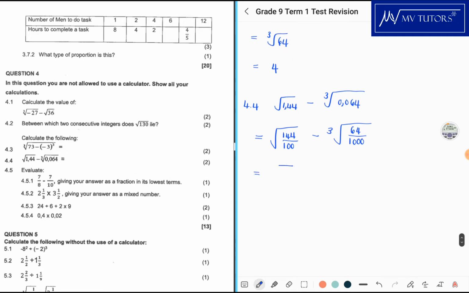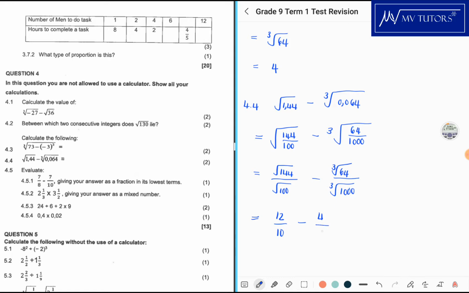So what you can do, you can separate it and say square root of 144 over the square root of 100 minus the cubed root of 64 over the cubed root of 1,000. You know you're allowed to do this, right? Don't act surprised now. You know this. So the square root of 144, that is 12. The square root of 100 is 10. Cubed root of 64, we just did it, is 4.